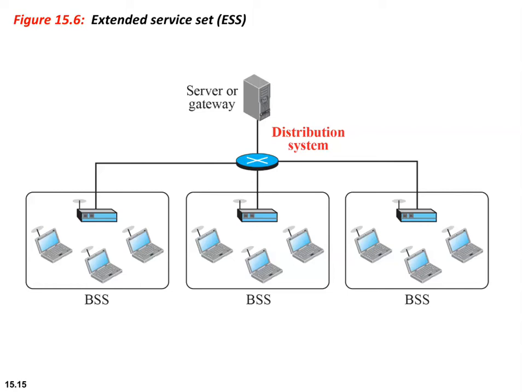So the first one is no transition mobility, where the stations may be stationary or moving inside the basic service set. Second is BSS transition mobility, where the stations move from one basic service set to another and the movement is within one extended service set. And the third is extended service set transition mobility, where the stations can move from one extended service set to another extended service set.